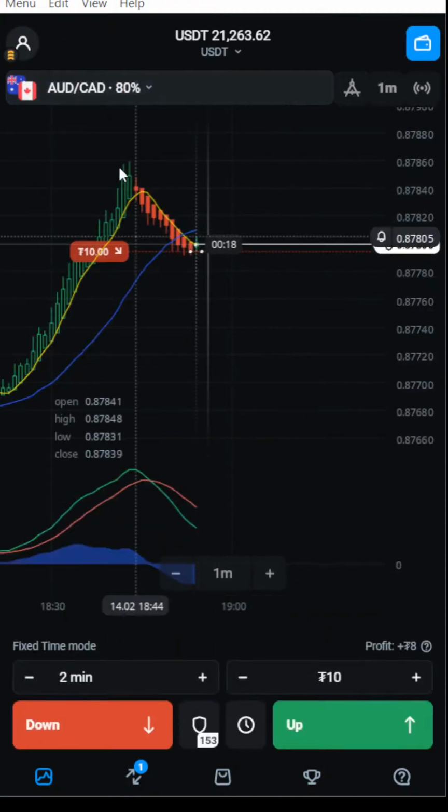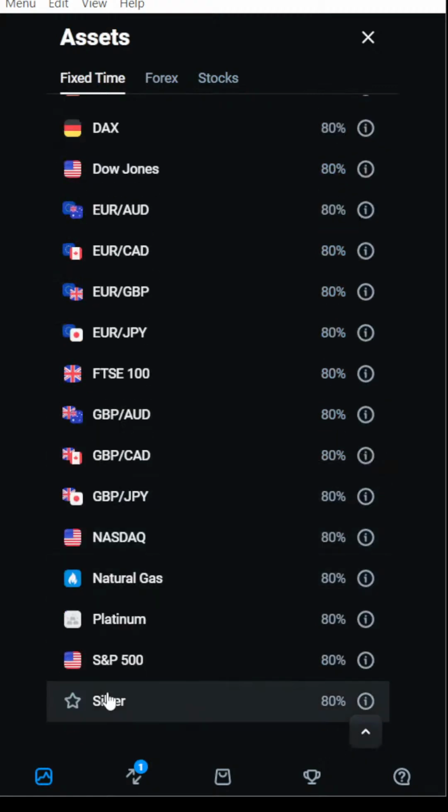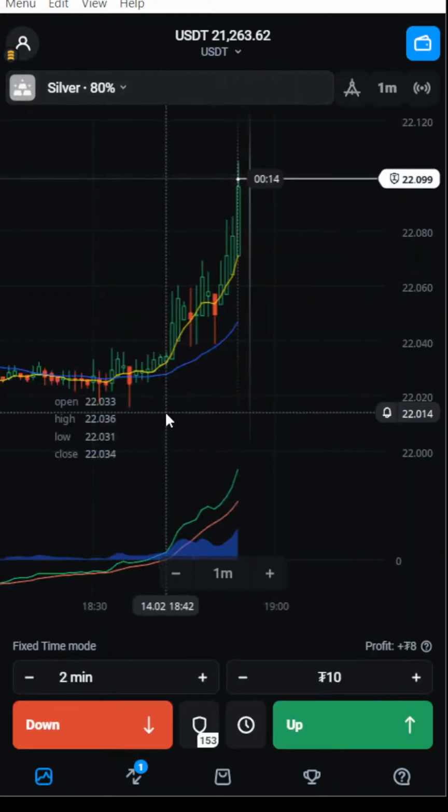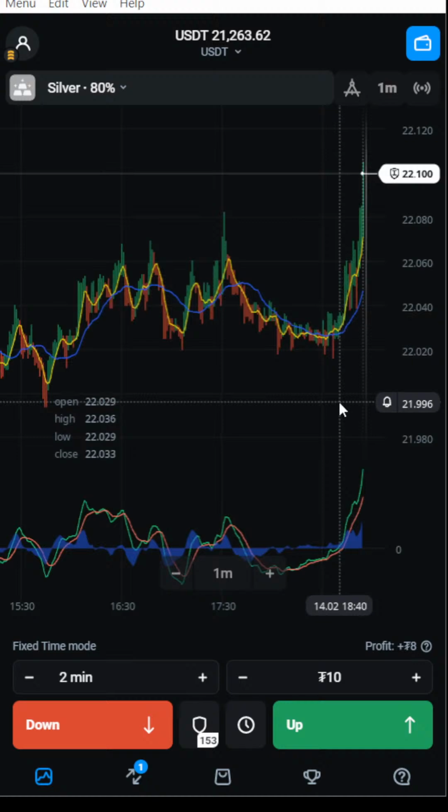Let's see if there is some upper trend signal, then we will open the trade for an upper trend. Now the trend is already high.